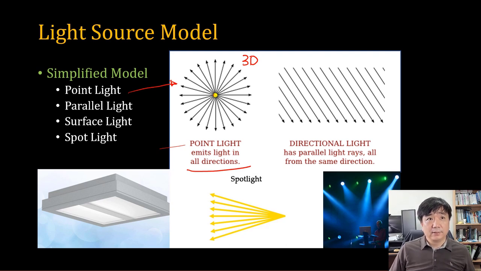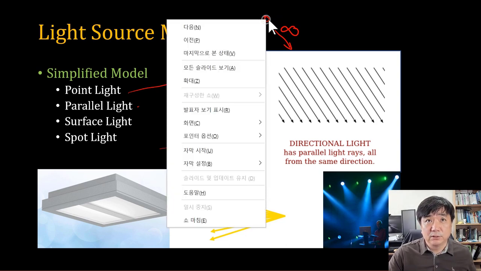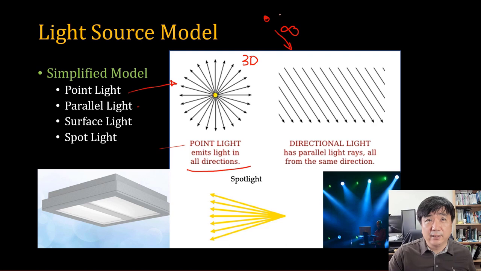Second is parallel light. Parallel light is when the point light is at almost infinite distance. It is a point source, but its energy is almost infinite, and then we can get this kind of parallel light. It is directional light.